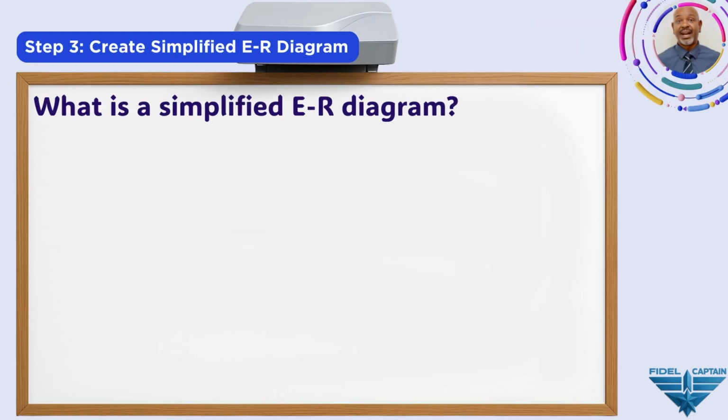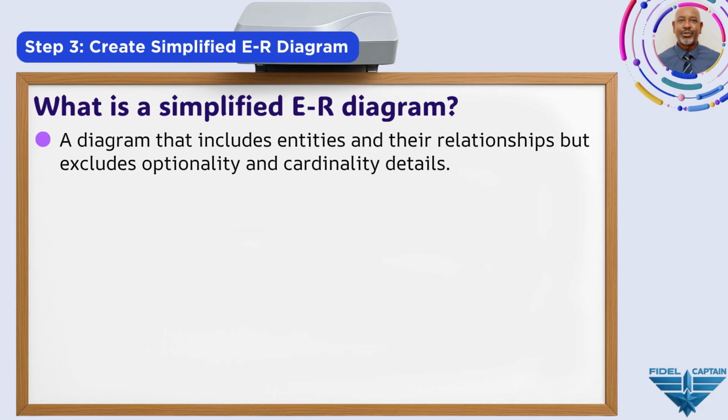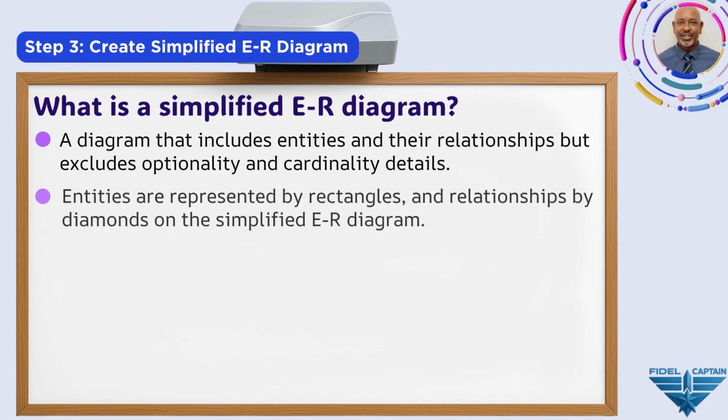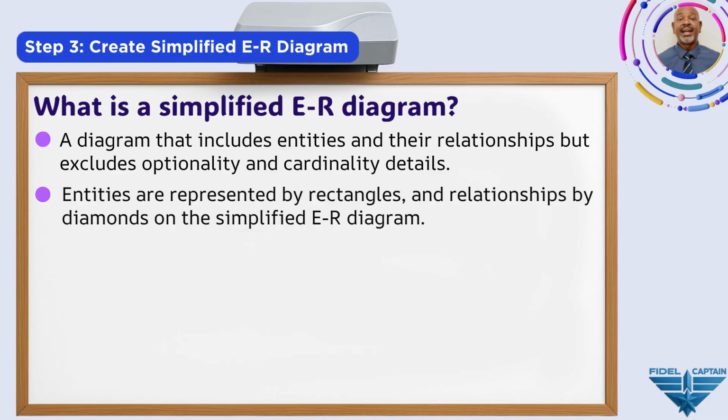What is a simplified ER diagram? A simplified ER diagram refers to a diagram that includes entities and their relationships but excludes optionality and cardinality details. These relationship constraints are discussed in subsequent lectures. The notation used in these lectures aligns with standard conventions. Entities are represented by rectangles and relationships by diamonds.